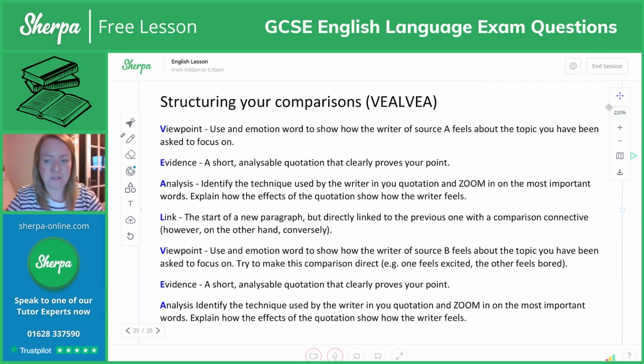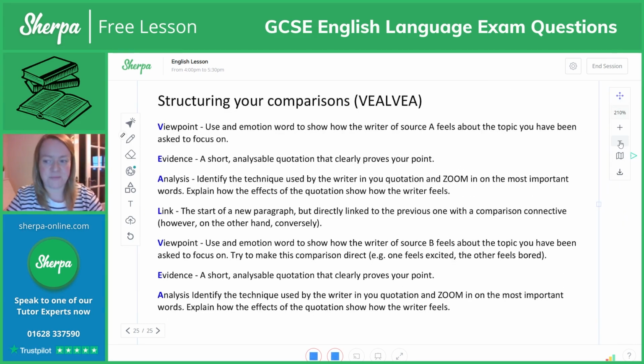I always tell my students to write VEALVEAs for this question. VEALVEA stands for Viewpoint, Evidence, Analysis, Link, Viewpoint, Evidence, Analysis. They're basically like PEAs or PEEs, whatever you want to call them, where you make your point really clear, use your emotion word in this question.